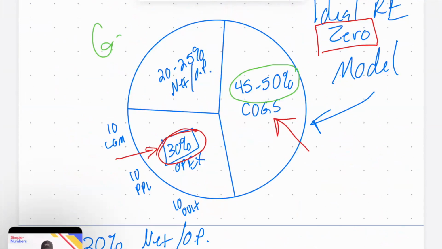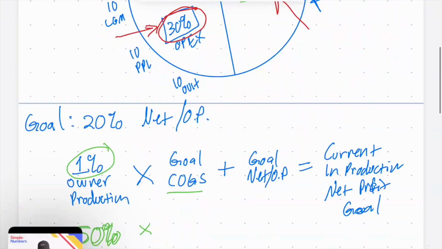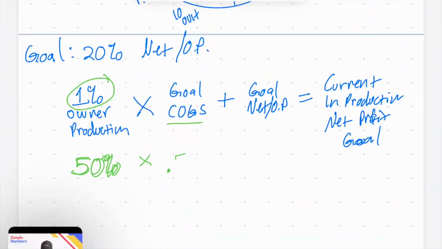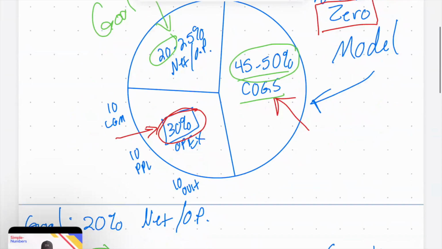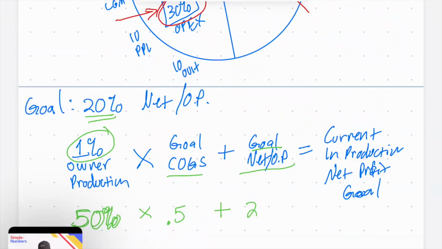Remember, this is the goal model, 20 to 25% net. The goal COGS then comes right from here, 45 to 50%. So let's just go with 50%, so 0.5. Then we're going to add that to the goal net profit. What was that again? Let's just even go with 20%, as we said right here. So we're going to add that to 20. That will give us what we should be as far as a profit goes now.